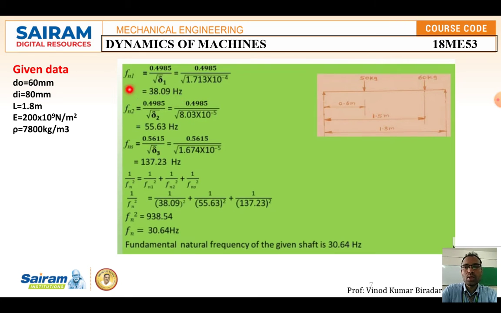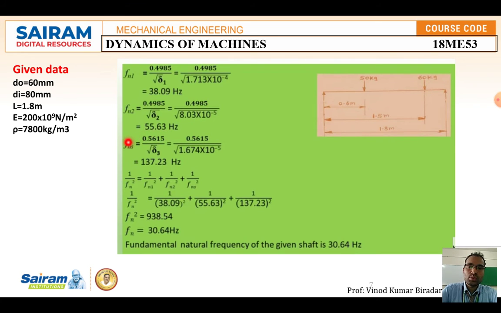Similarly, you have to calculate the f of n2. Again the same formula, 0.4985 whole divided by square root of delta 2. So you substitute the delta 2 value here. So you are going to get f of n2, that is the natural frequency for the second load, that is the 60 kg load, 55.63.